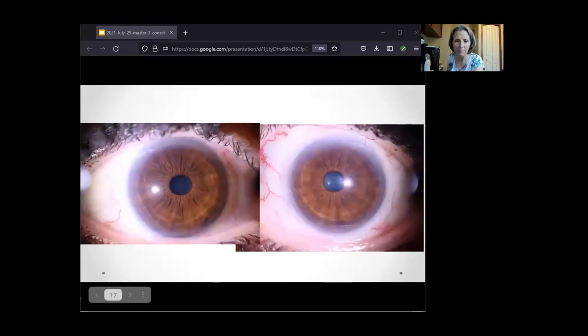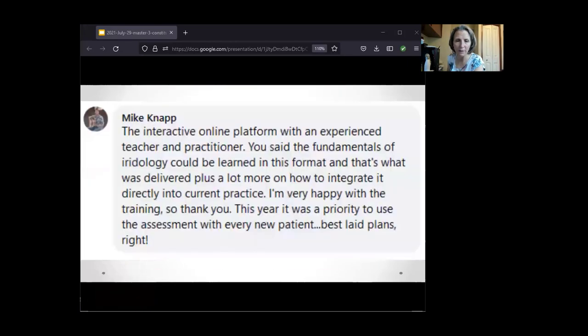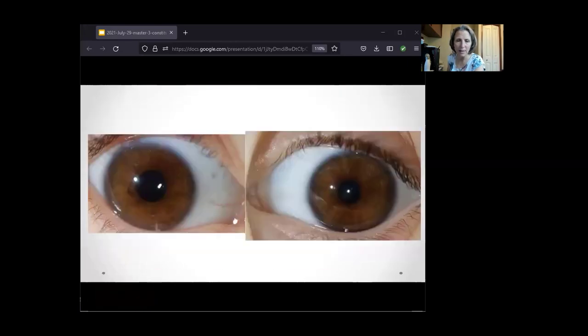All right, so let's pop back up to that biliary example we had for case study here. All right, so here we are with biliary health-wise, and Leah, thank you for saying that all was fitting for you. Wonderful, thank you so much.